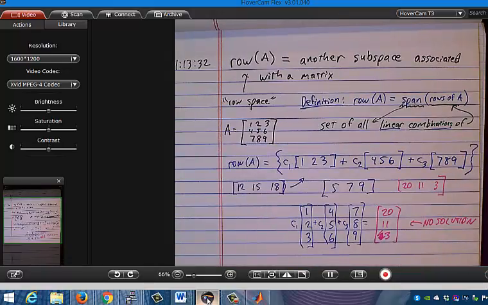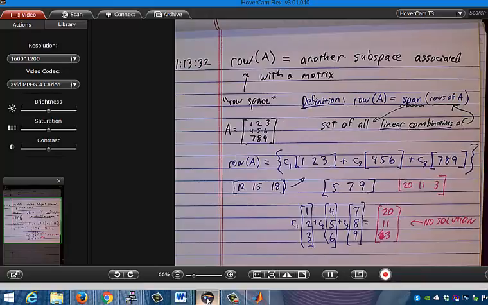Are you with me? That's okay? Not everything in R3 is in the row space of A.